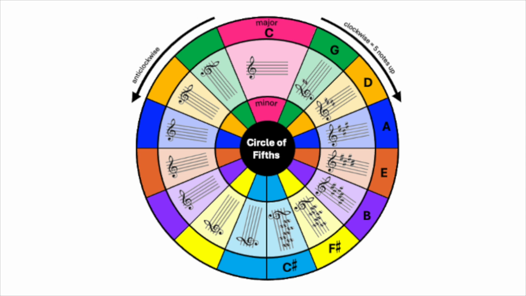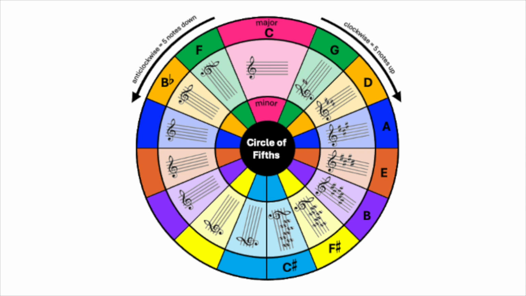If we move in an anti-clockwise motion from the top of our circle, we will encounter all of our flat key signatures. Here, rather than going 5 notes up, we will go 5 notes down. Starting on C, going down 5 notes, C, B, A, G, F, we land on F. Going down a further 5 notes, F, E, D, C, B, we land on B, but remember F major already contains a B flat in its key signature, so we will label this key as B flat major.